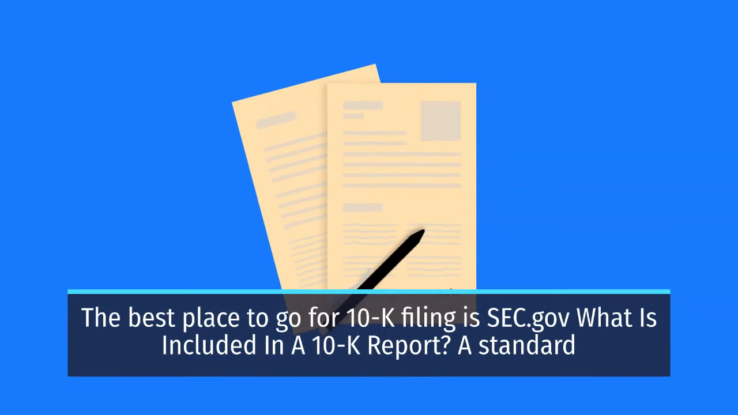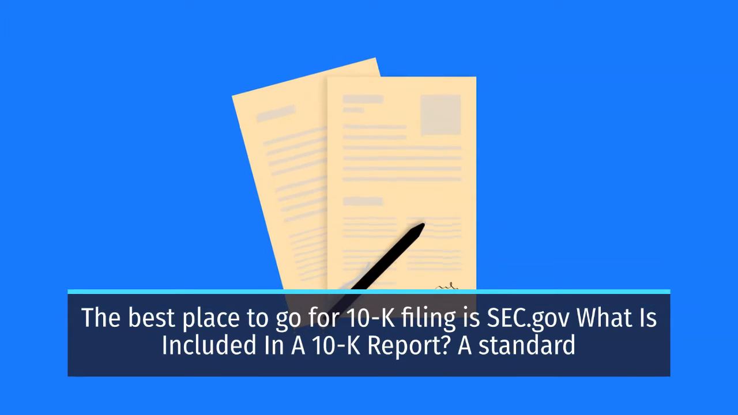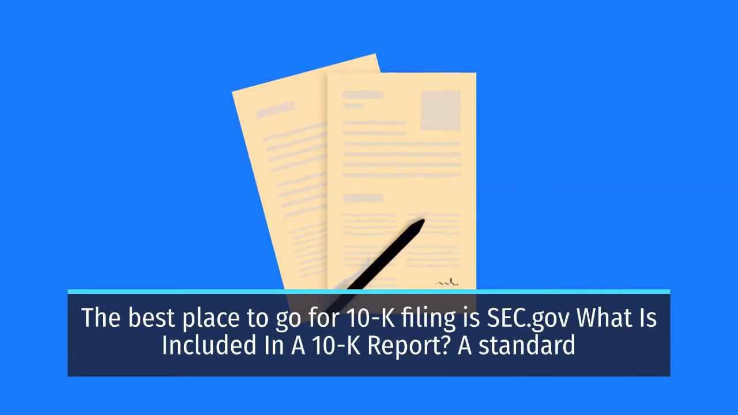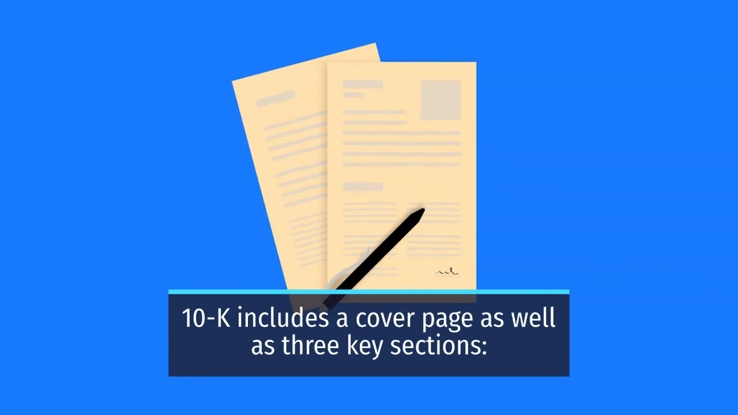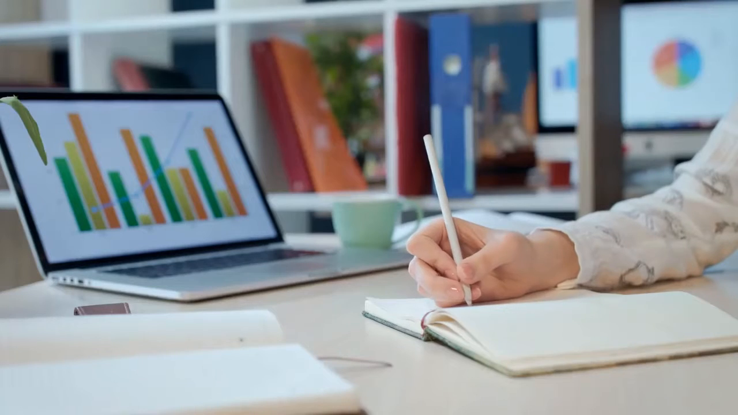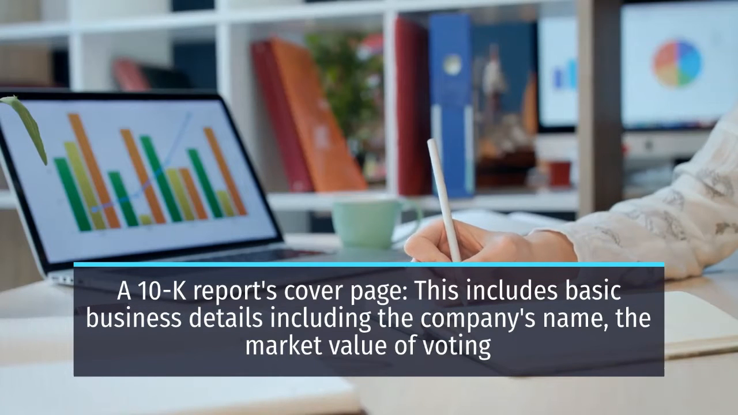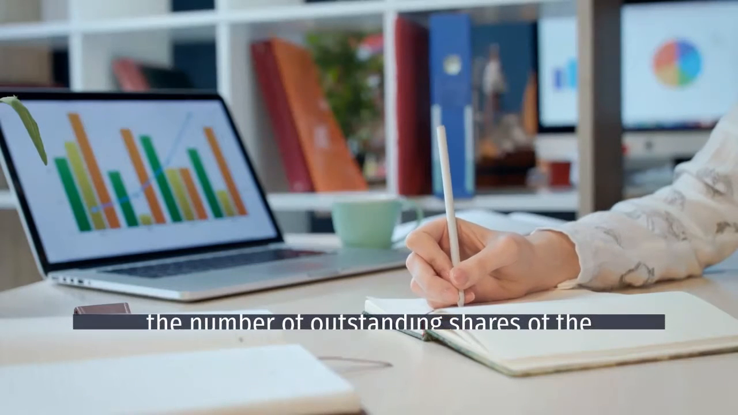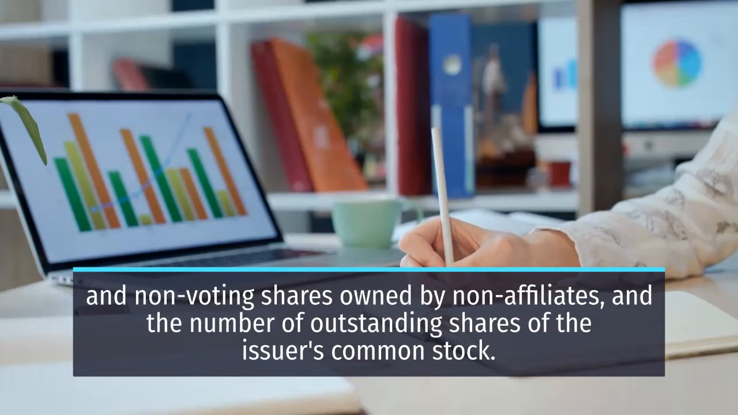The best place to go for a 10-K filing is sec.gov. What is included in a 10-K report? A standard 10-K includes a cover page as well as 3 key sections. A 10-K report's cover page includes basic business details, including the company's name, the market value of voting and non-voting shares owned by non-affiliates, and the number of outstanding shares of the issuer's common stock.